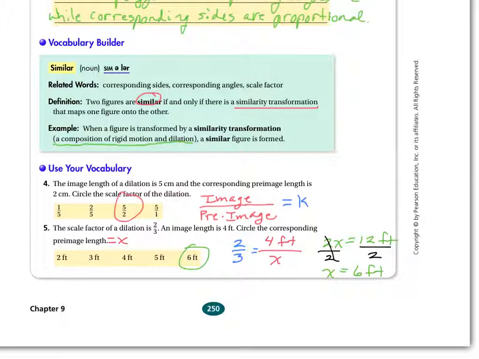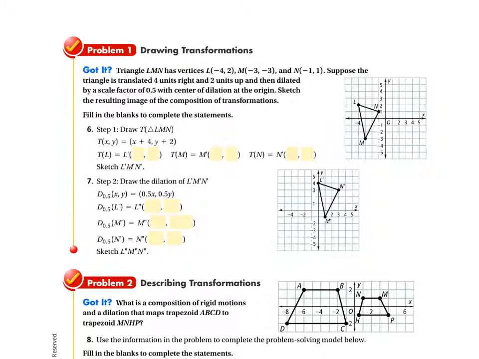Back to algebra. We'll wait till you see the questions, and some of these I will admit can be a little difficult. So let's go through how they're walking you through this. They give you a triangle LMN, and they've given you the vertices right here. Suppose that the triangle is translated 4 units right and 2 units up, and then dilated by a scale factor of 0.5. Isn't that just 1/2? With center at the origin. It's important in the coordinate grid that our center is at the origin. For our purposes, we're not going to move it off of the origin.